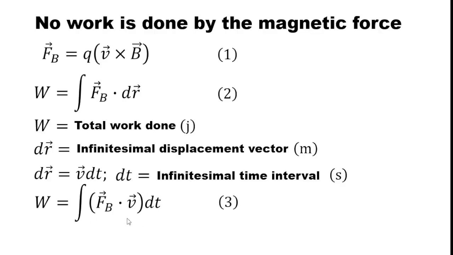And look at the integrand of this integral given in equation 3. This is the dot product of magnetic force and the velocity vector. We call it power. That is the time rate of doing work by the magnetic force.